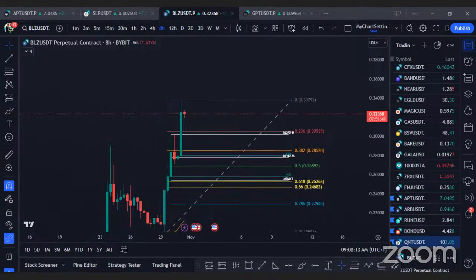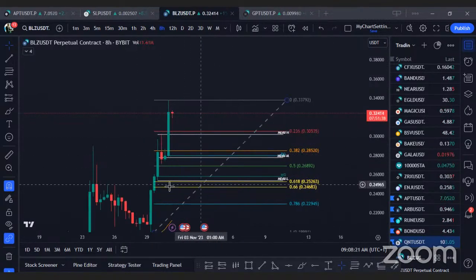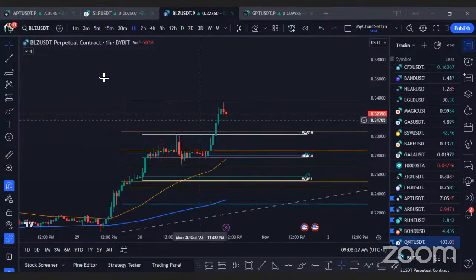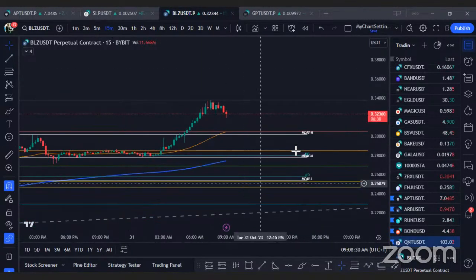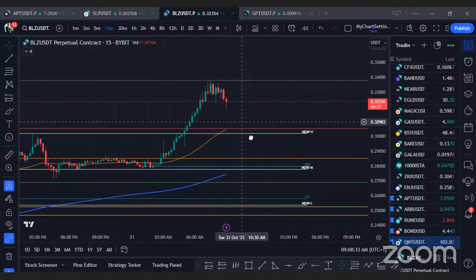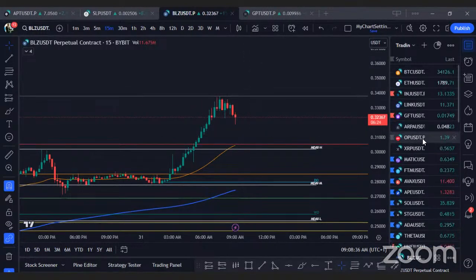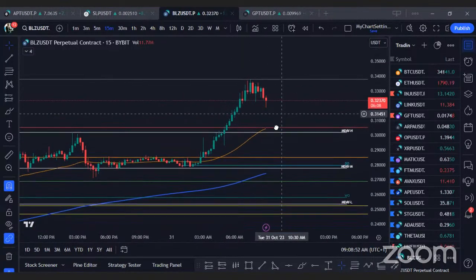Guys, for BLZ, I'll look for long, but I will have to see this pullback either to that 382 or even down there. I'm not sure yet, but let's see. BLZ will take time, but I don't know how far this can go. If you follow what's happening in the market right now and decide to short this thing, it could give you some profit down there. So I'm not sure yet for BLZ. I'll come back to BLZ.